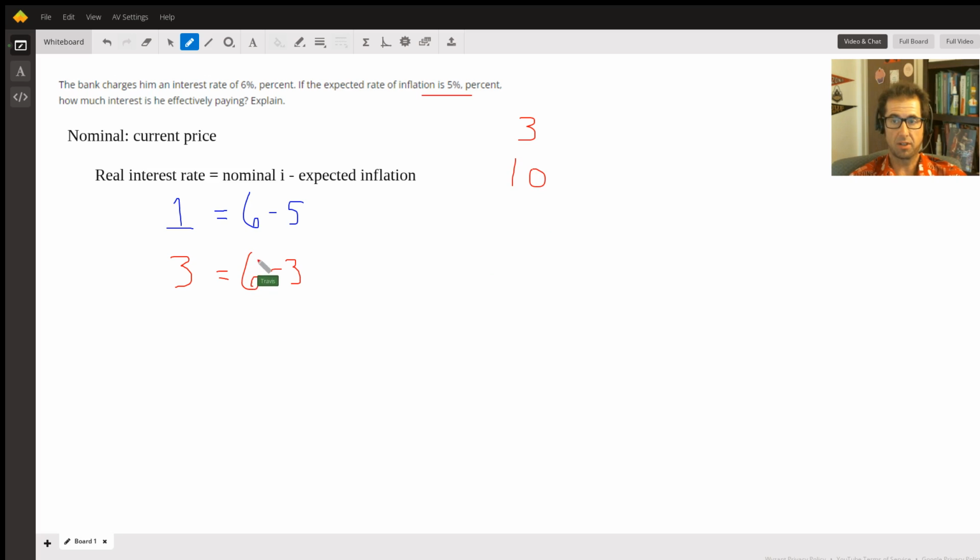Now, if actual inflation is higher, so let's say that actual inflation is not 3%, but it's 10%, that nominal rate, as long as it's a fixed rate, isn't going to change. So then we actually have a negative 4%, which means the lender is worse off. So that's a rule that you can remember: with unexpected inflation, the lenders are worse off and the borrowers are better off.